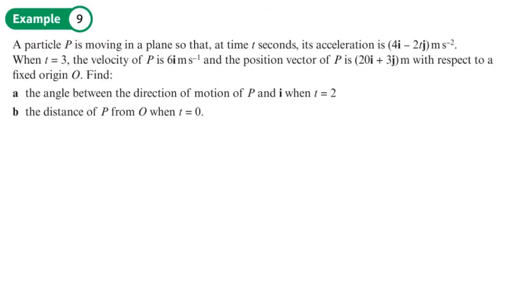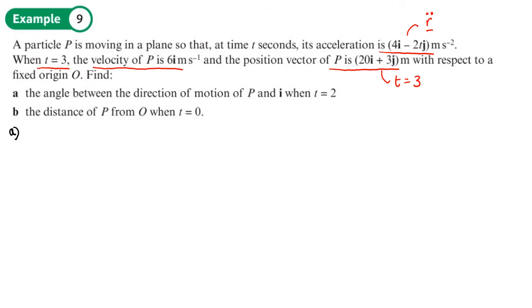A particle is moving in a plane, so that at time t seconds its acceleration is this. Okay, so that's r double dot there. When t is 3, the velocity is 6i and the position is 20i plus 3j, so that's also at t equals 3, with respect to a fixed origin O. Part A, find the angle between the direction of motion of P and i when t is 2.